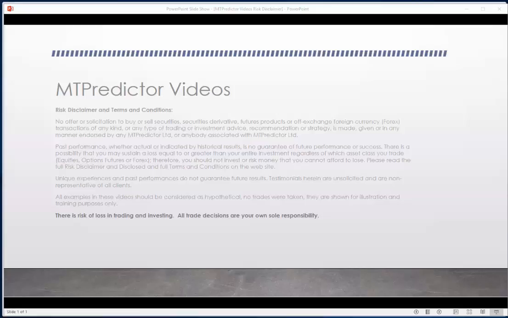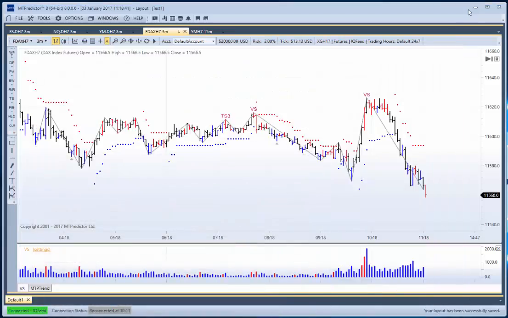I'd like to start off by looking at our risk disclaimer and just remind you that all examples in these videos should be considered as hypothetical. No trades were taken. They are shown for illustration and training purposes only. Also remind you there's a risk of loss in trading and investing. All professional traders know that losses can and will and do happen. I'll just remind you of that. Losses can and will and do happen. Alright, let's just minimize that down.